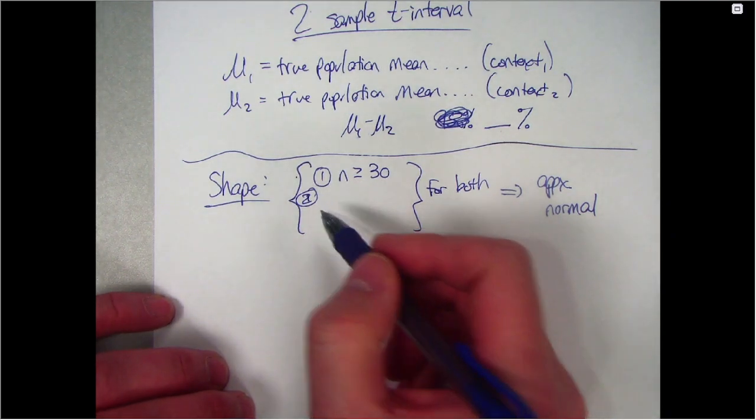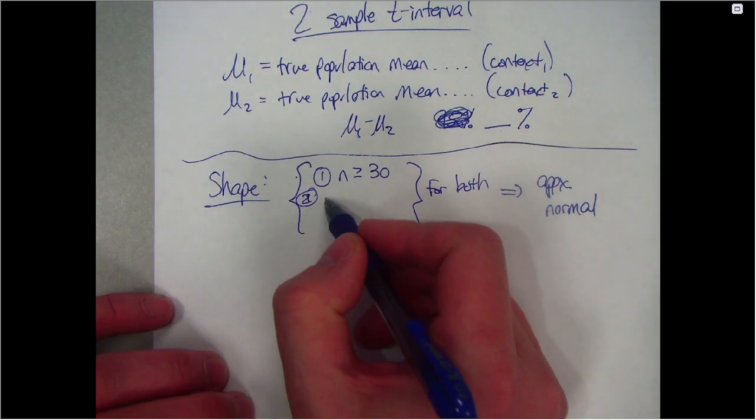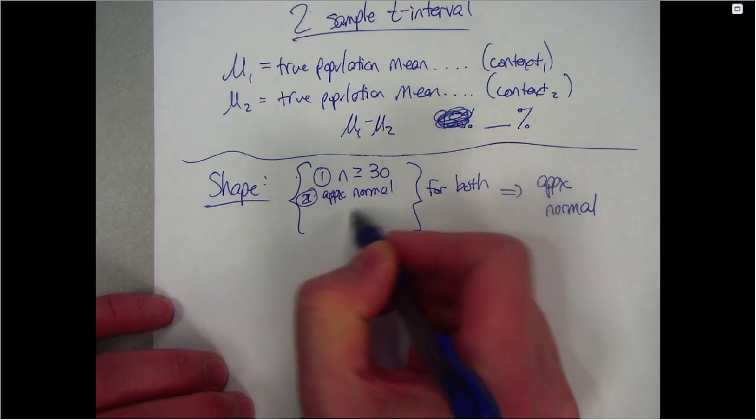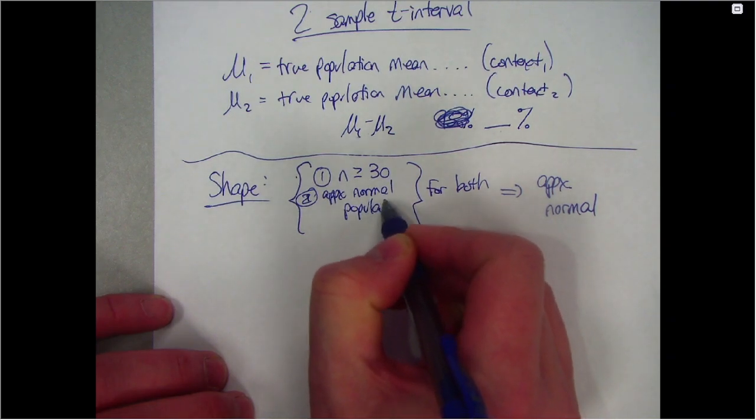Don't make Owen say it again, he says it every time. Approximately normal population. I got you.